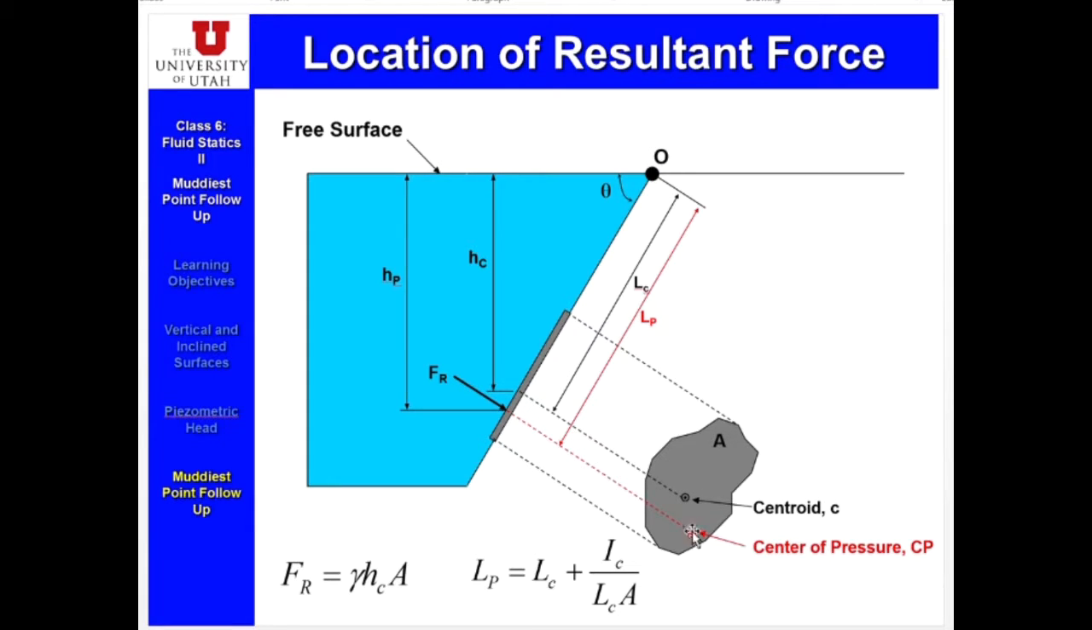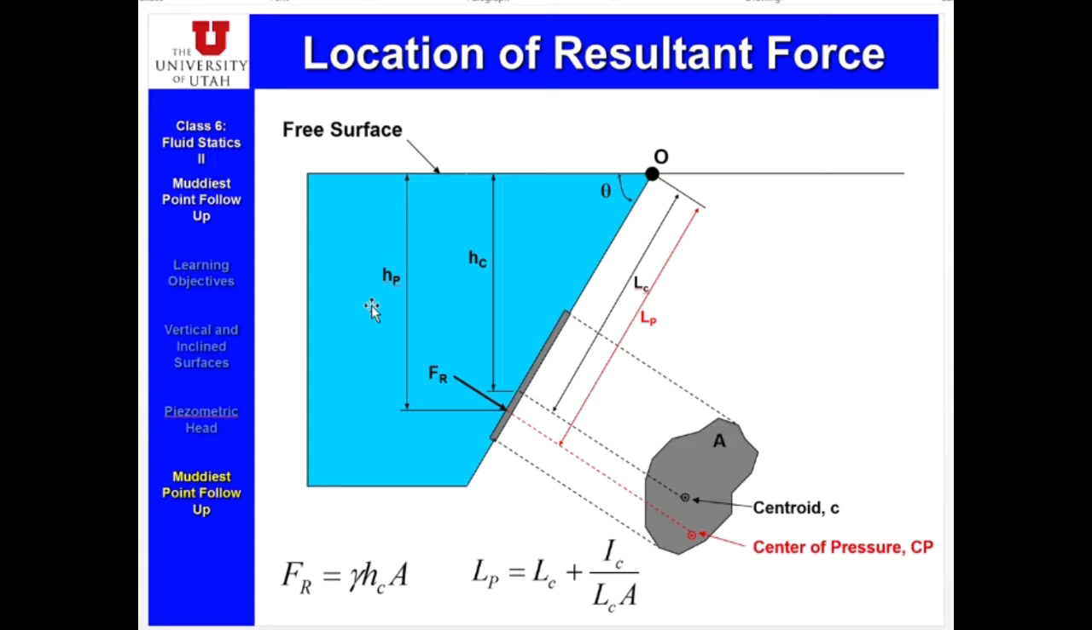Let's review the definitions associated with those, because those are important for a lot of the calculations that you'll do. We have L sub C and L sub P, the distance along the inclined plane to both the centroid and the center of pressure. L sub C is the distance to the centroid, and L sub P is the distance to the center of pressure. We also have the other set of variables, which is H sub C and H sub P.